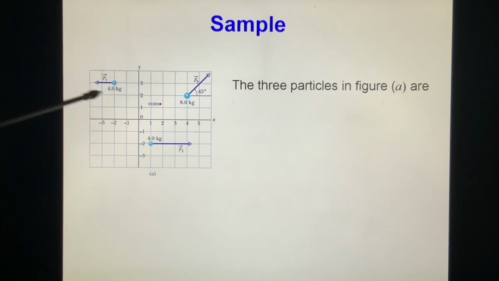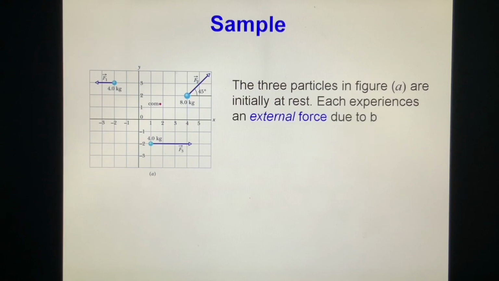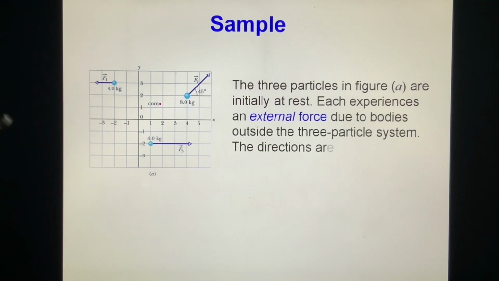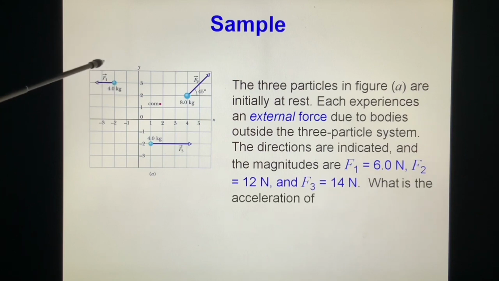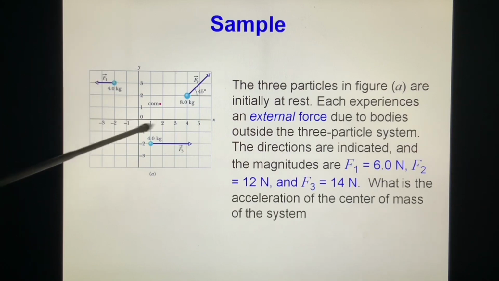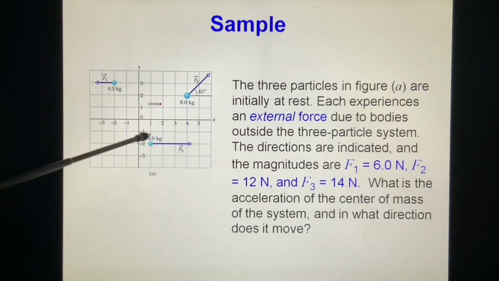Sample problem. The three particles in the figure, 1, 2, 3, are initially at rest. Each experiences an external force due to bodies outside this three-particle system. The directions are indicated. F1 is 6.0 newtons in the negative direction. F2 is 12 newtons at 45 degrees up. F3 is 14 newtons in the positive direction. What is the acceleration of the center of mass of the system, and in what direction does it move?